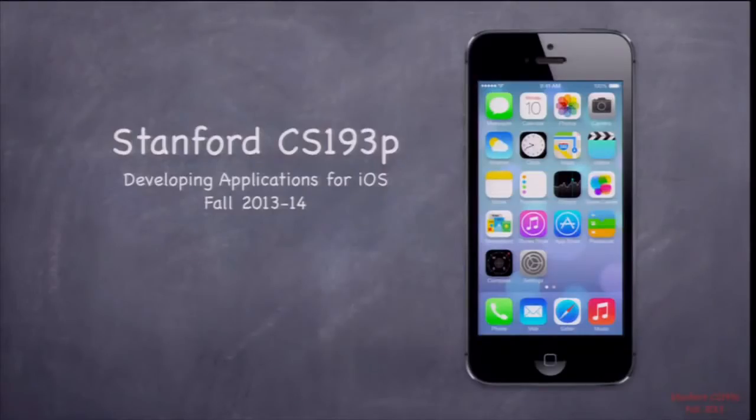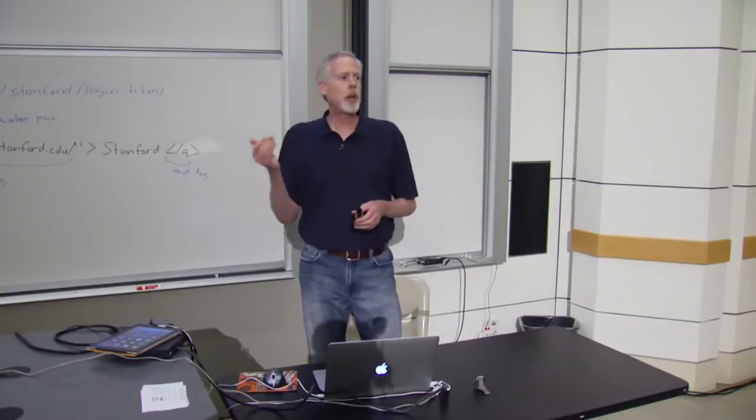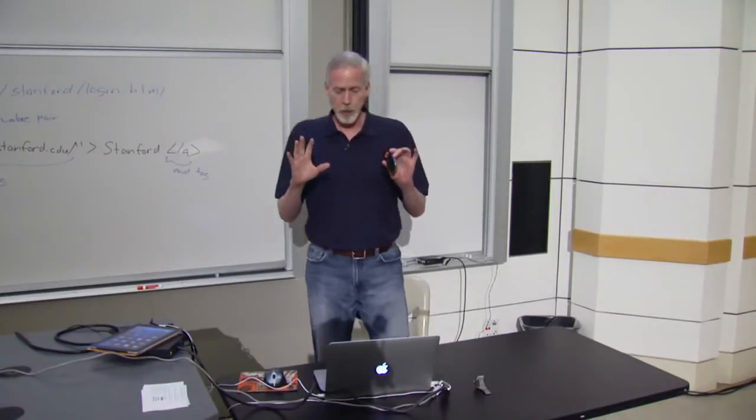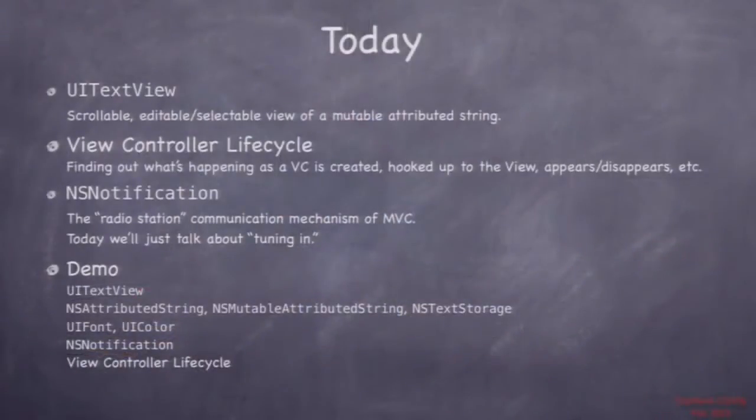Okay, well, welcome to CS193P, fall of 2013-2014. Today, we're going to continue our discussion of attributed string from last time and talk about UITextView, which is basically a mutable attributed string viewer. Okay, it's kind of like a UILabel, but much more powerful, and we'll talk about that.